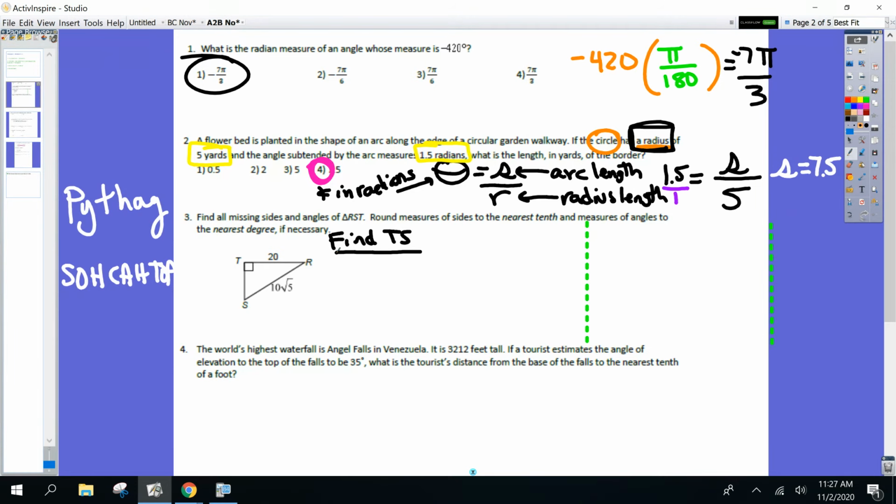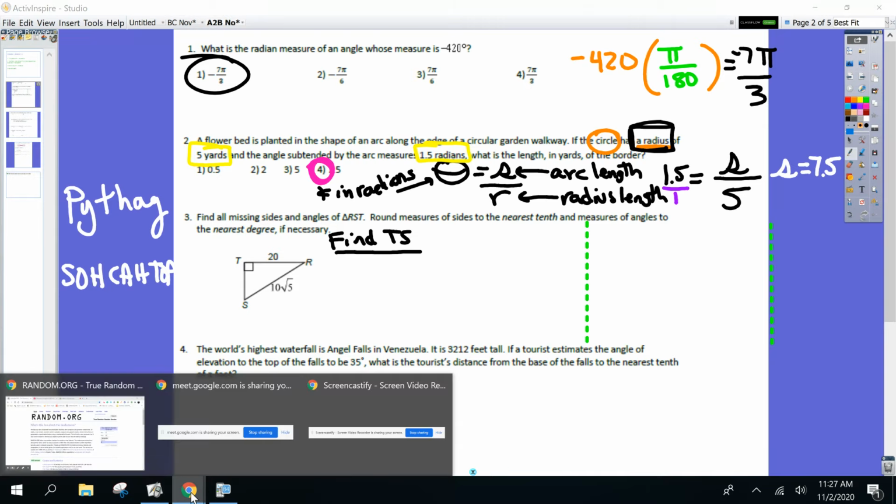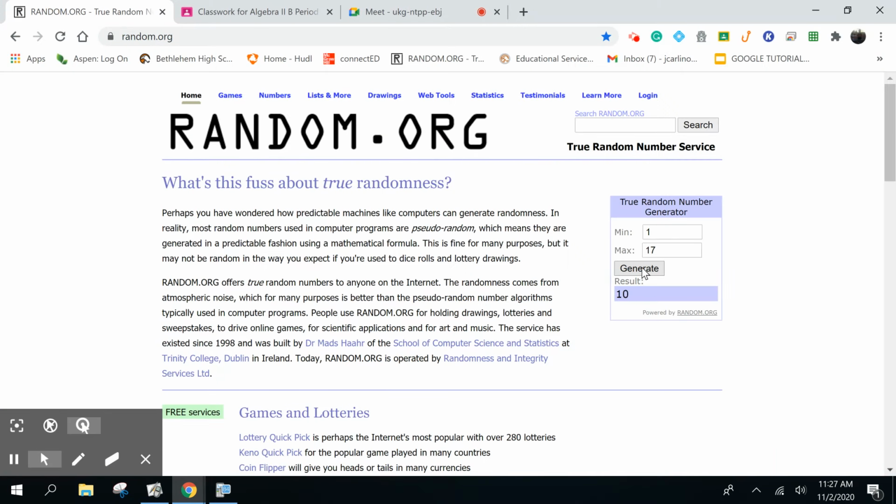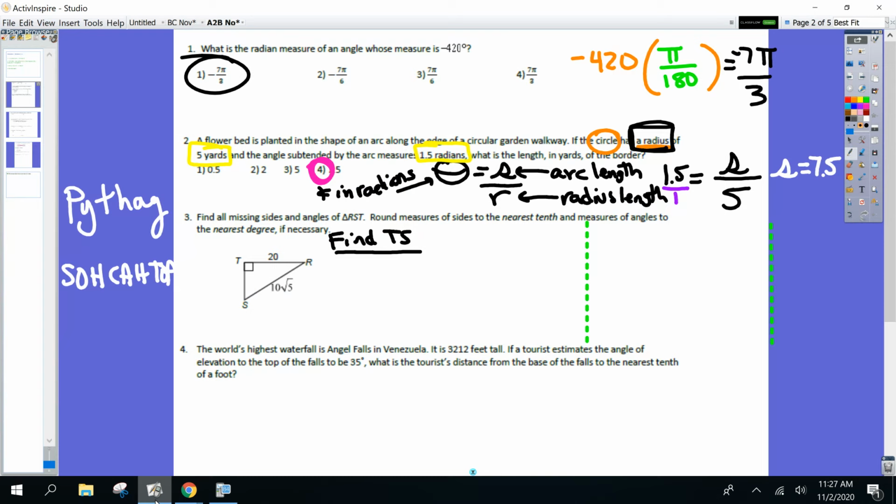Out of Pythag and Sohcahtoa, which one is the best one to use to find TS right now? Look at the triangle. I already know 2 sides, and I'm trying to find TS, the 3rd side. So out of these 2, which one is the best to use here? What do you got, Caroline? Pythag. Yes. 2 sides trying to find the 3rd. Good.